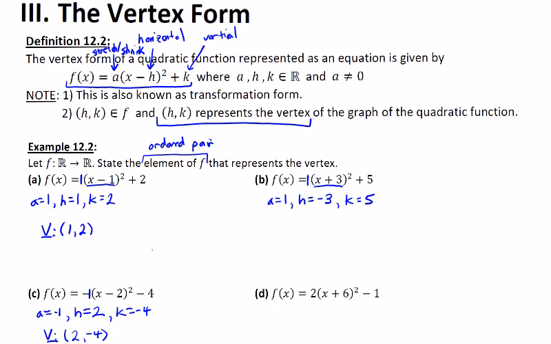And then finally on part D, we have an a value of 2, we have an h value of negative 6, and we have a k value of negative 1. And our vertex would be located then at negative 6, negative 1.